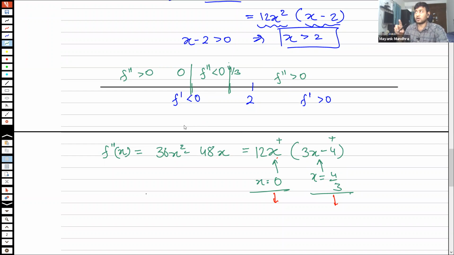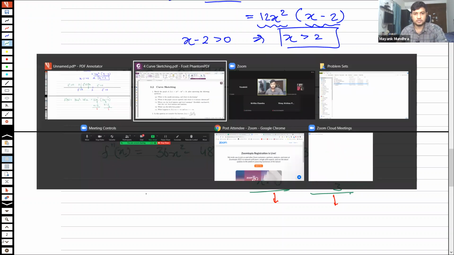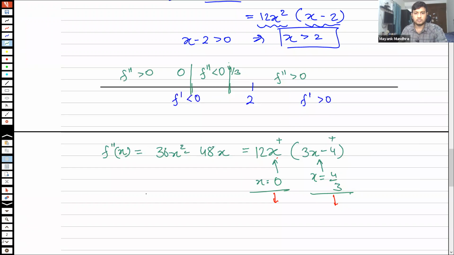So f double prime negative is basically your concave. Oh no, concave upward is convex. Wait, I get confused. Let me just quickly check.